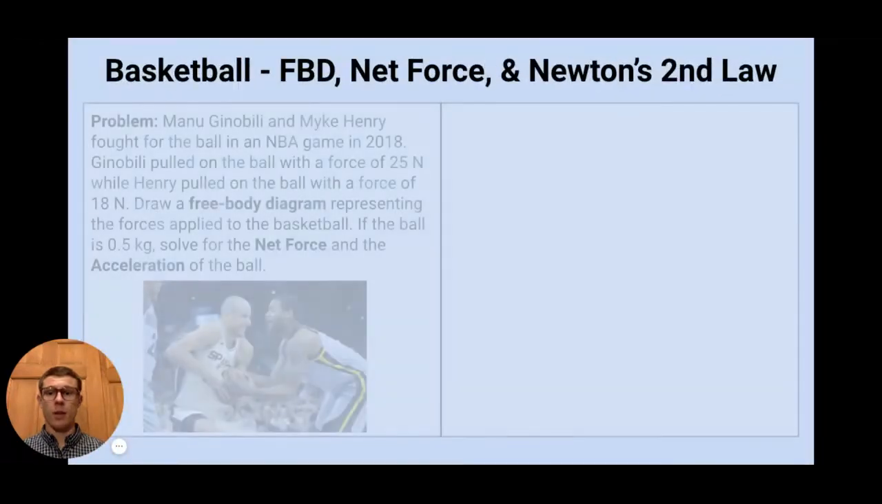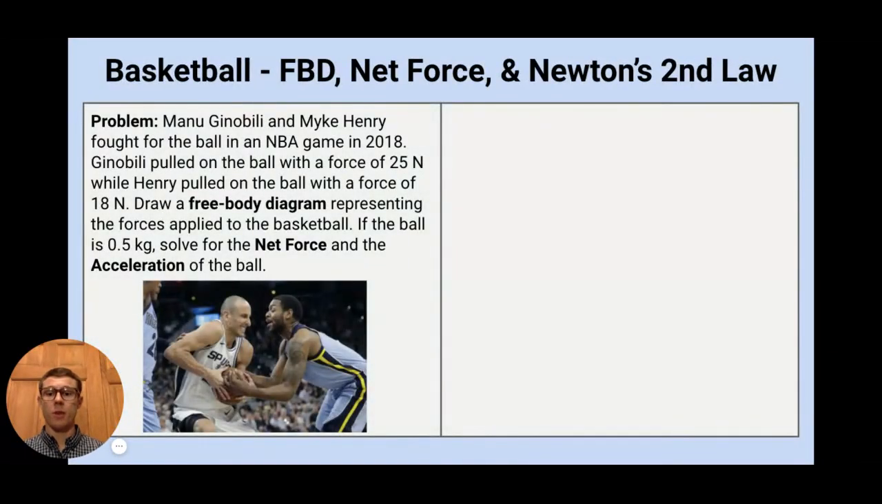Okay, so now we have another problem. Manu Ginobili and Mike Henry fought for the ball in an NBA game back in 2018. Ginobili pulled on the ball with a force of 25 newtons, while Henry pulled on the ball with a force of 18 newtons. Draw a free body diagram representing the forces applied to the basketball. If the ball is half a kilogram, solve for the net force and the acceleration of the ball.